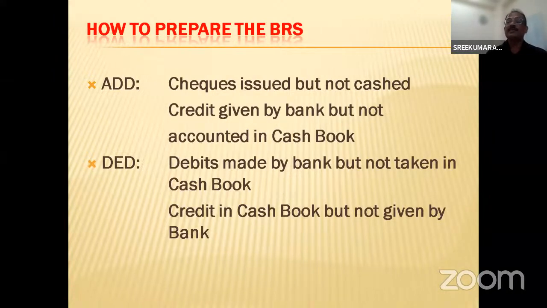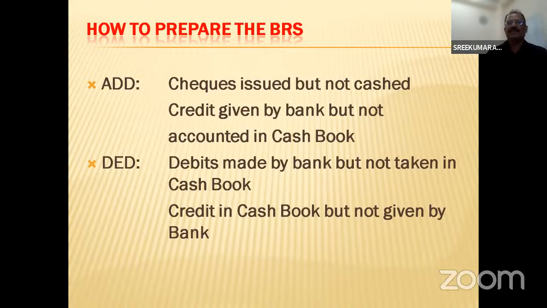We have different closing balances at these two places, the cash book and the bank. What is to be done? We have a closing balance as per the cash book. With that balance, we have to add the checks issued but not cashed.